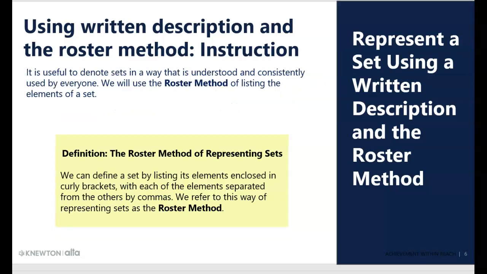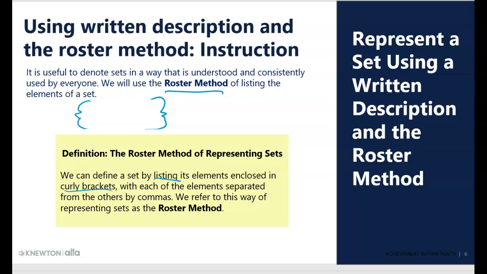So how do we write these in what is technically the roster method? So it's important here that we pay attention to details. And if you don't pay attention to the details, you're not going to have written this in the roster method. We can define a set by listing, so it's a list of elements enclosed in curly brackets. A curly bracket looks kind of like this. There's one end of the left curly bracket and the right curly bracket. And you can see I don't draw them perfectly, but it is also a key on your keyboard.